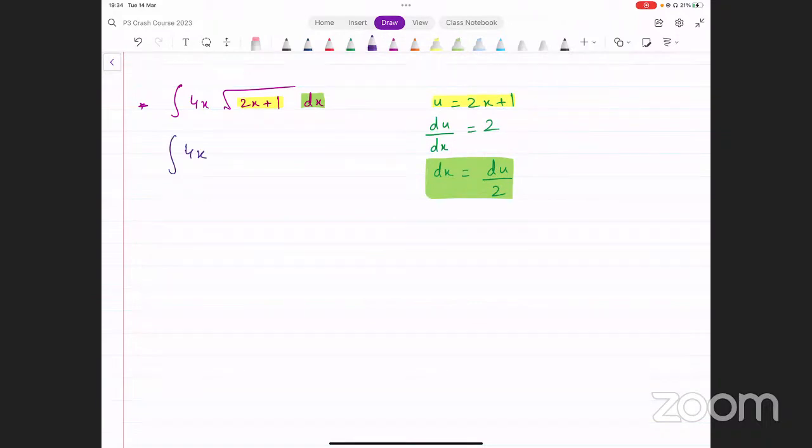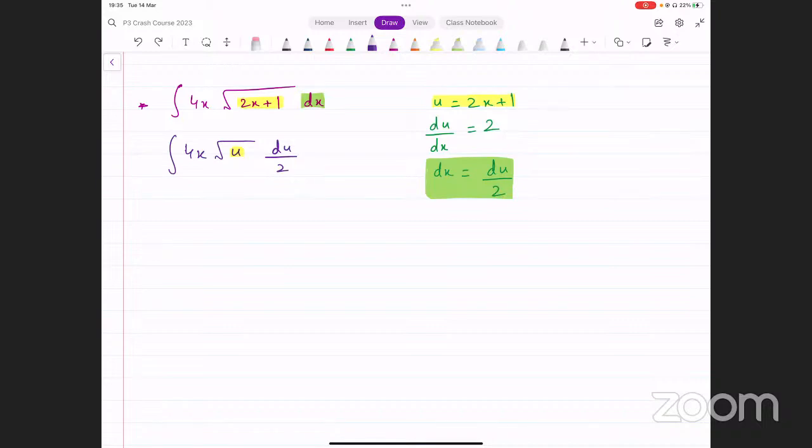4x remains as it is for now. Inside the square root, instead of 2x plus 1, you have u. So that gets replaced with u. Instead of dx, you write du over 2. All right. And the problem now is this x does not get cancelled, and this x is still there.